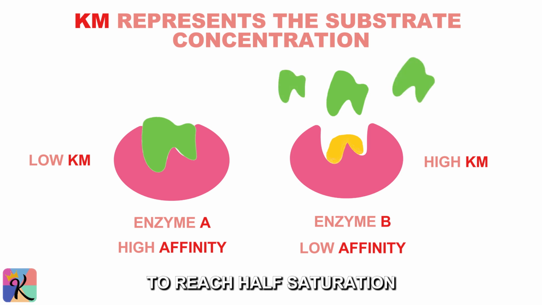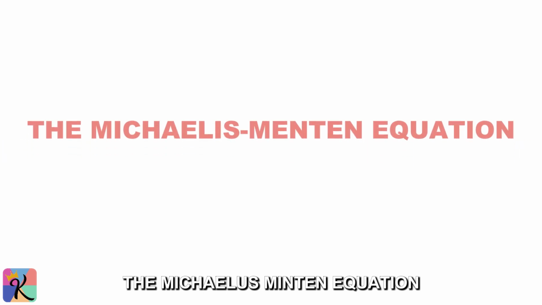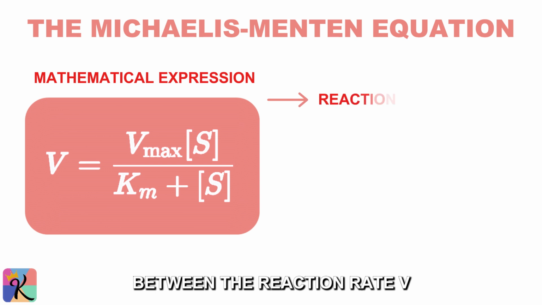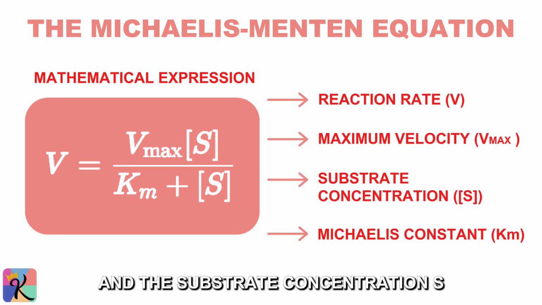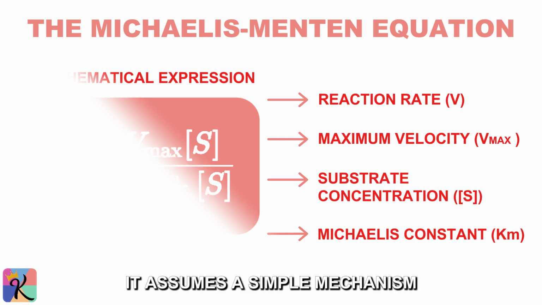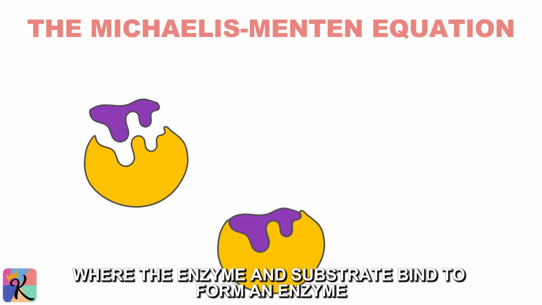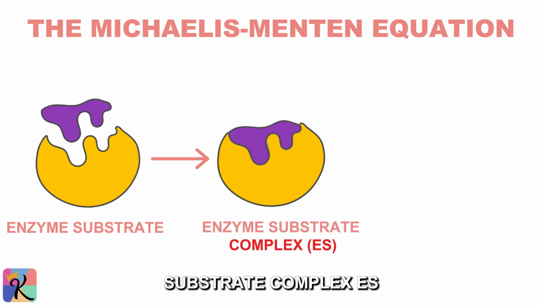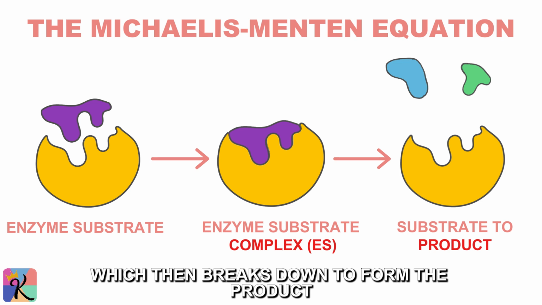reach half saturation. The Michaelis-Menten equation is a mathematical expression that describes the relationship between the reaction rate V and the substrate concentration S for an enzyme-catalyzed reaction. It assumes a simple mechanism where the enzyme and substrate bind to form an enzyme-substrate complex, ES, which then breaks down to form the product.